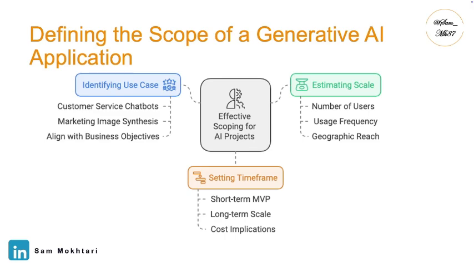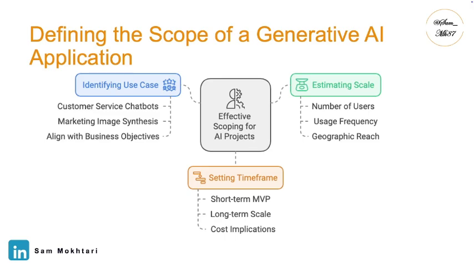Next, estimate the scale. Consider how many people will use this application, how often they'll use it, and where they are located. For example, a chatbot for a global retail brand will need to handle high traffic and work in multiple languages, compared to one for a small local business.